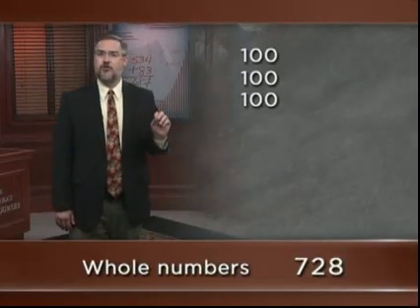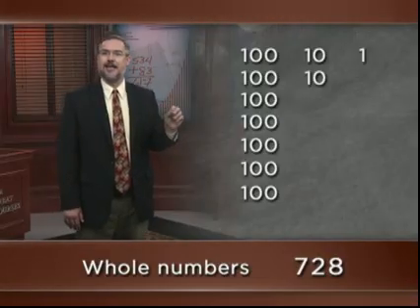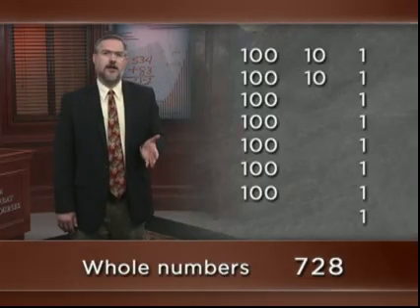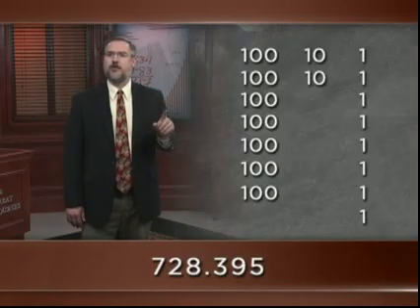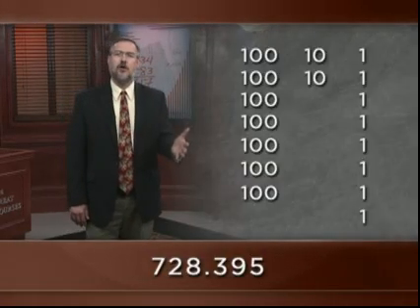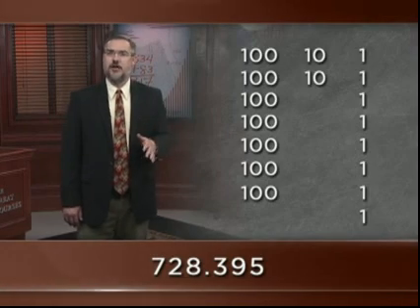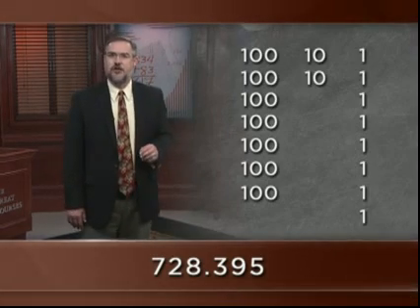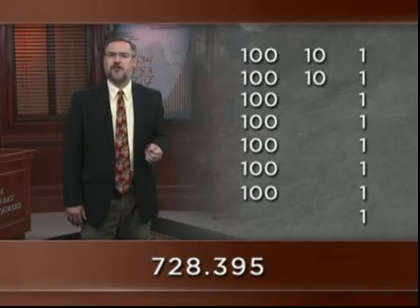Now, a few lessons ago, we talked about whole numbers and what their digits actually mean. So, for example, when we write the number 728, we mean 7 hundreds and 2 tens and 8 ones. But what if we write a number like 728.395? What does that decimal number mean? Well, the 7, the 2, and the 8 still mean what they meant before, 7 hundreds and 2 tens and 8 ones. But what about that 395, which was written to the right of the decimal point?